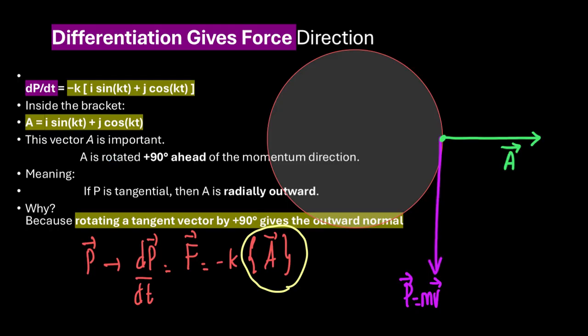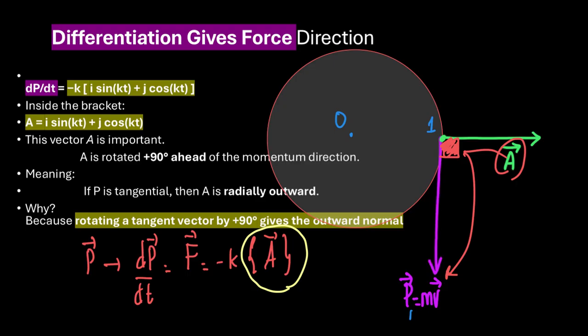The vector is important. Why? Because it is a vector which is rotated 90 degrees ahead of the momentum direction. Which means if this is the center of circular motion, and let's say this is point 1, and if P1 represents the momentum vector at 1, then vector A is 90 degrees ahead of the momentum vector, which means it is this 90 degrees that we are talking about. So vector A is 90 degrees ahead of this vector.